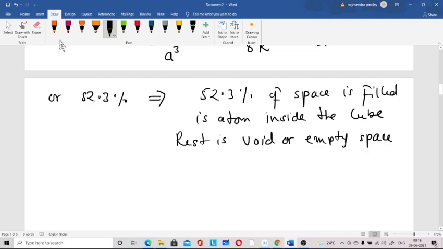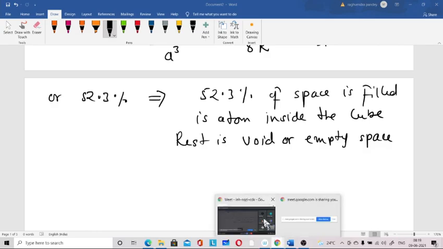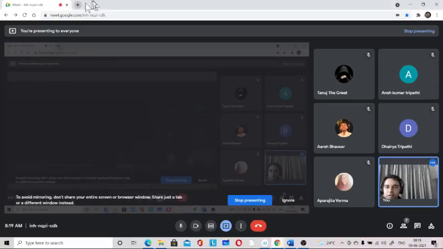Now let's take a question on this, because I told you that this is the primitive unit cell.